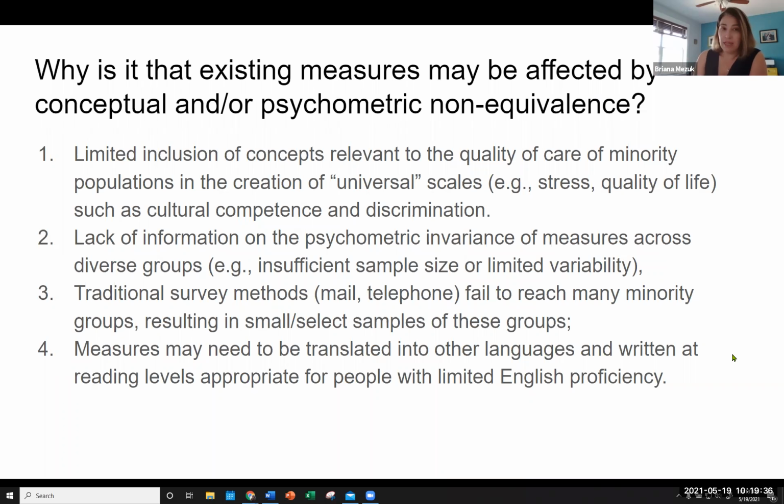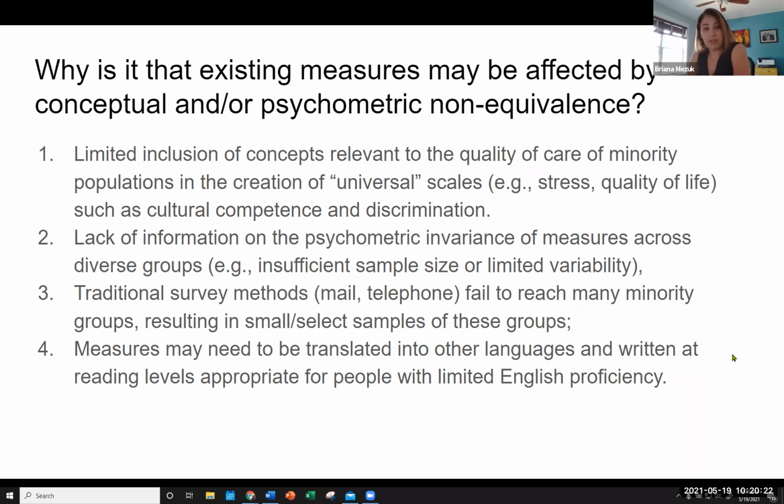So why is it that measures would be affected by either conceptual or psychometric non-equivalence, particularly in the populations that we're interested in? The first, it's of no surprise, is just limited inclusion of concepts relevant to these populations when creating quote unquote universal scales. So, for example, the measure of depression, and I'll show you the example with the CESD: to what degree were concepts that are relevant to the Black population included in the creation of that scale? And I'll show you data on that in a second.